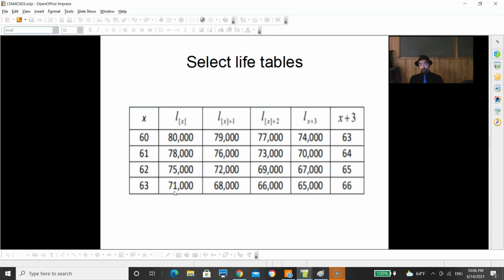So as an example, suppose I give you a select life table. How would you read a select life table like this? One thing I'll point out is that this is actually a table selected from one of the SOA problems for Chapter 3.